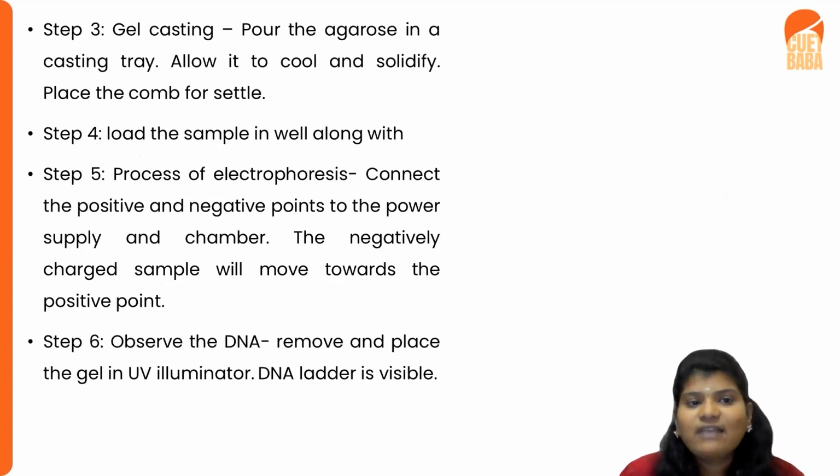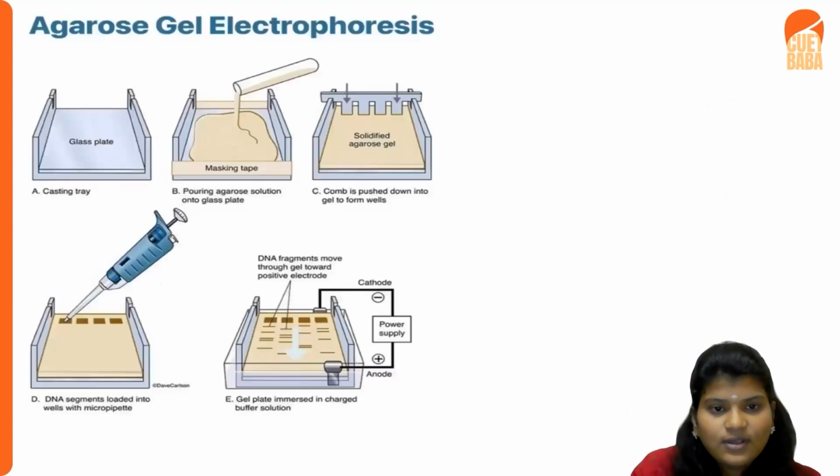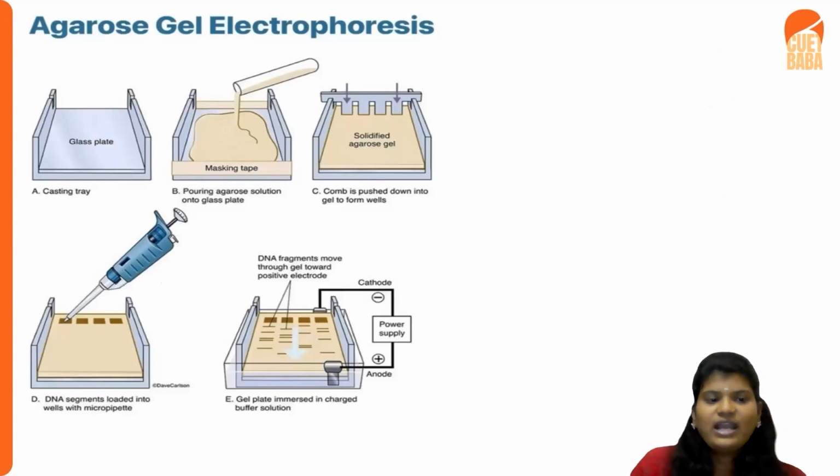The next thing will be gel casting. After the agarose is prepared, it has to be poured in a tray. You can see in this diagram, the glass plate is the casting tray. We have to cover the two sides, and then the prepared 1% agarose is poured into the casting tray and allowed to solidify.